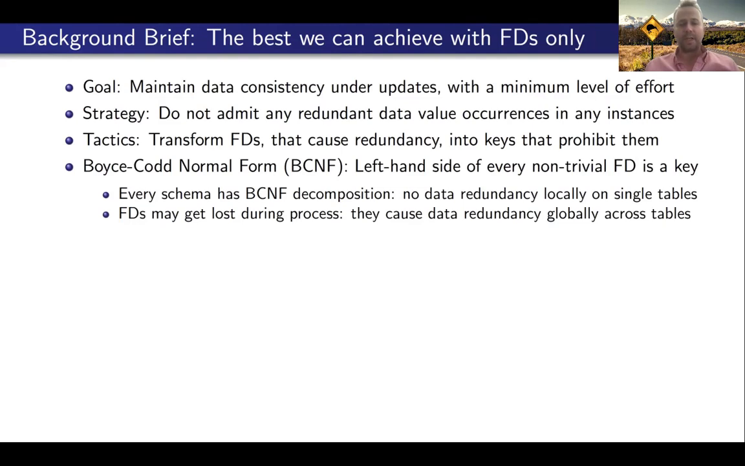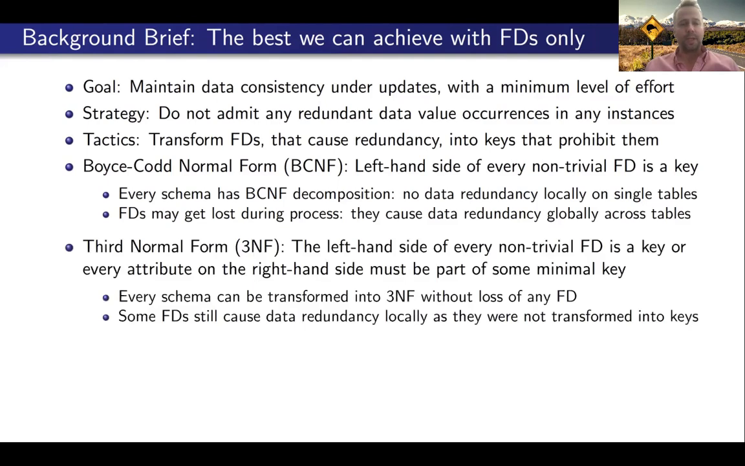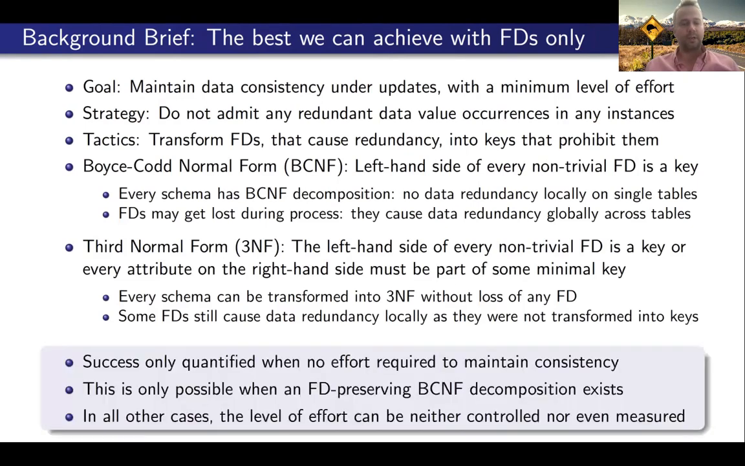But because FDs might get lost during the process, they still cause data redundancy globally across tables on joins of them. In the third normal form, we actually allow right-hand sides of functional dependencies also to be part of some minimal key, so that generalizes Boyce-Codd normal form. Every schema can be transformed into third normal form and without loss of any FD. So it's FD preserving. But therefore, some FDs still cause data redundancy locally because they weren't transformed into keys. So there's a natural trade-off in here.